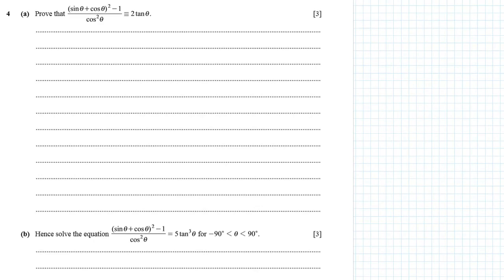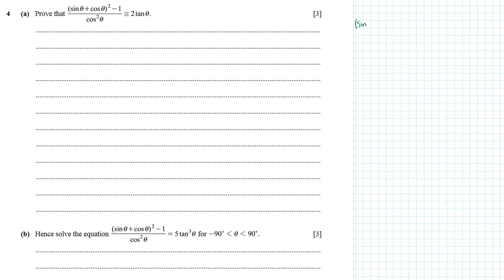The accepted way of doing a proof in maths is to take one side of the equation, modify it until you get to the other side. It's always a good idea to try and start with the more complicated side and just make it simpler. So we're going to take the left-hand side, and we notice that we have (sine theta plus cos theta) squared.